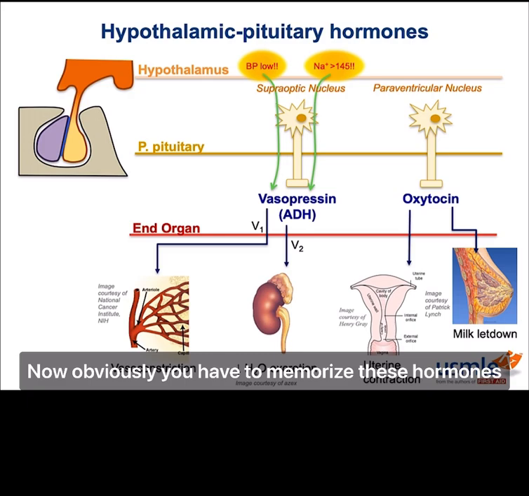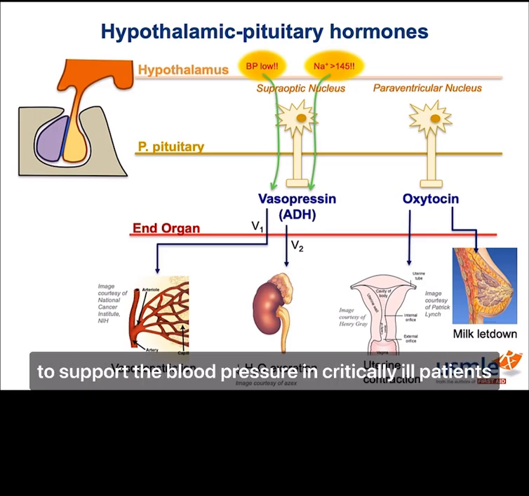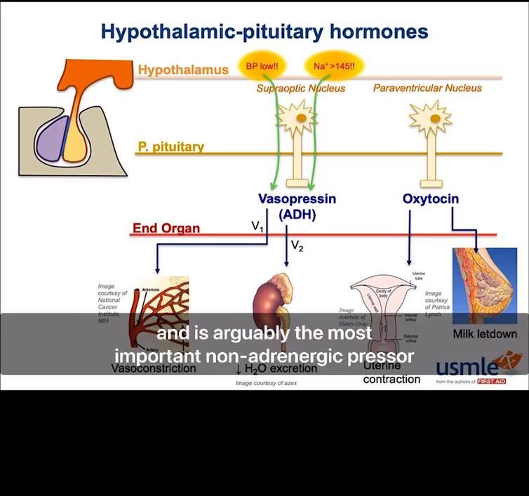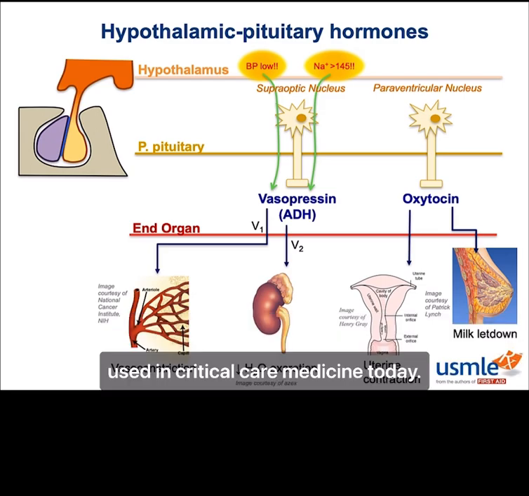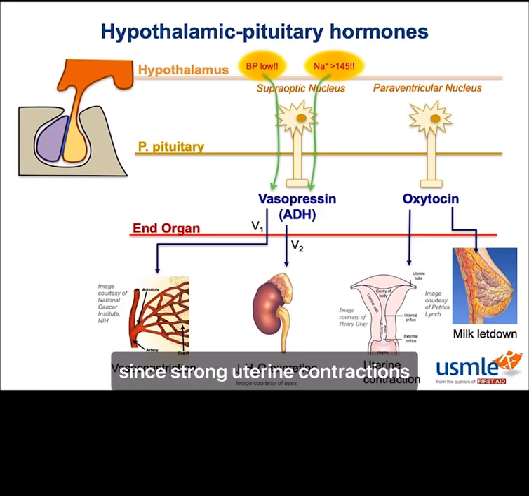Now, obviously, you have to memorize these hormones because Step 1 is arbitrarily decided you need to know what they are to be a doctor, but these hormones do have important pharmacologic uses as well. Vasopressin is pharmacologically used to support the blood pressure in critically ill patients, and is arguably the most important non-adrenergic pressor used in critical care medicine today. If you're going into OBGYN, Pitocin is going to be your best friend, since stimulating uterine contractions can help speed along a slow labor and help clamp down on bleeding vessels after the baby has been delivered. Turns out patients don't like it that much though, since strong uterine contractions are exactly what suck most about labor.